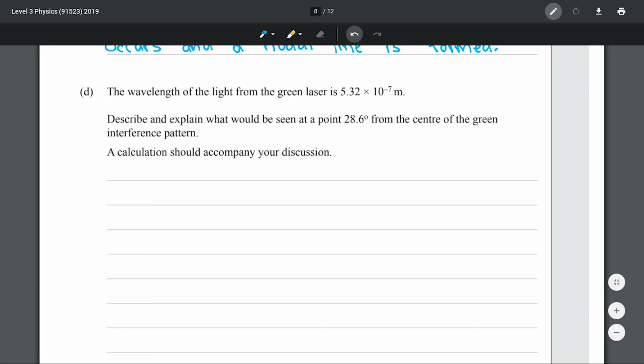The wavelength of the light from the green laser is 5.32 times 10 to the minus 7 meters. Describe and explain what would be seen at a point 28.6 degrees from the center of the green interference pattern. A calculation should accompany your discussion. Okay, so let's of course write down what we know, recycling some of our values from above. I'll put them here so I don't have to keep scrolling up.